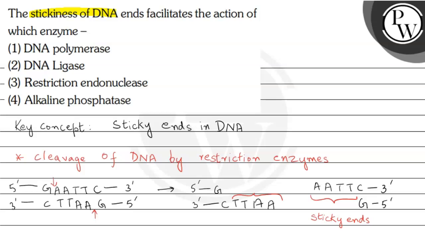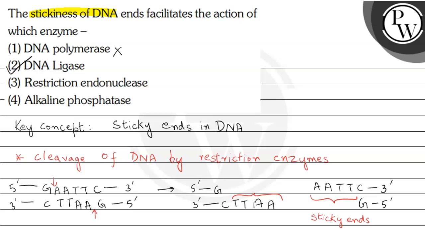So DNA polymerase is the enzyme which is responsible for the synthesis of new strand of DNA, and it is not responsible for joining the sticky ends of the DNA. So therefore, this won't be the answer. The second option says DNA ligase. So this will be the answer because DNA ligase is the enzyme which is responsible for joining of the two DNA fragments, and the sticky ends help the DNA ligase to join the complementary strands together.